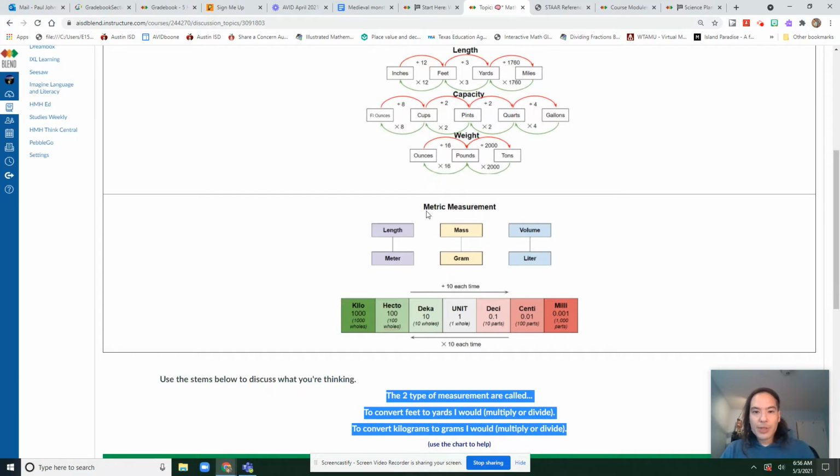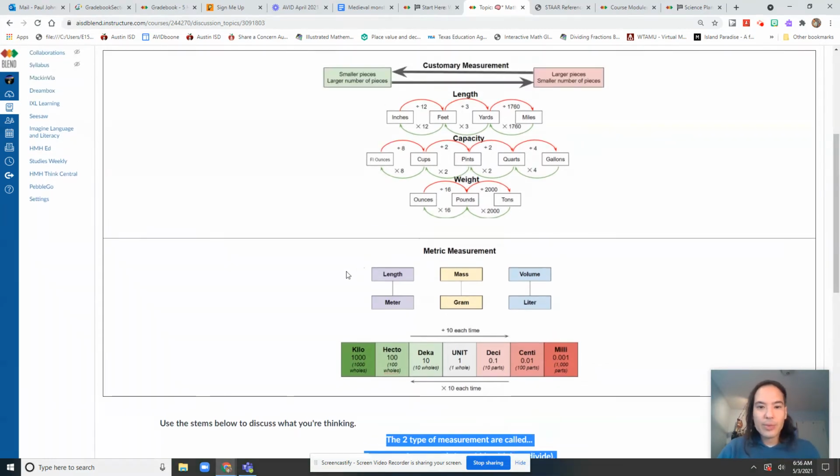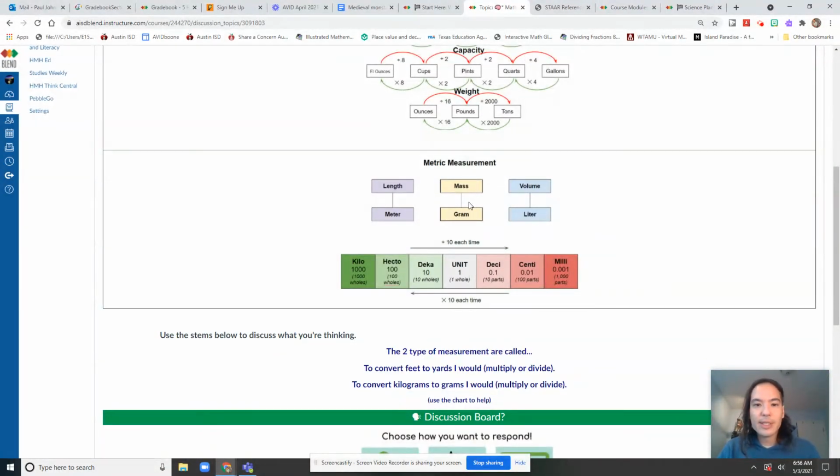And then metric. Metric is basically what the rest of the world uses. So it's a little bit easier. It's base 10. For instance, if you have a unit of measure, a meter, 1 meter, if I want to know how many meters are in a kilometer, I would multiply by 10 3 times. So 1 times 10 is 10, times 10 is 100, times 10 is 1,000. So there's 1,000 meters in a kilometer.